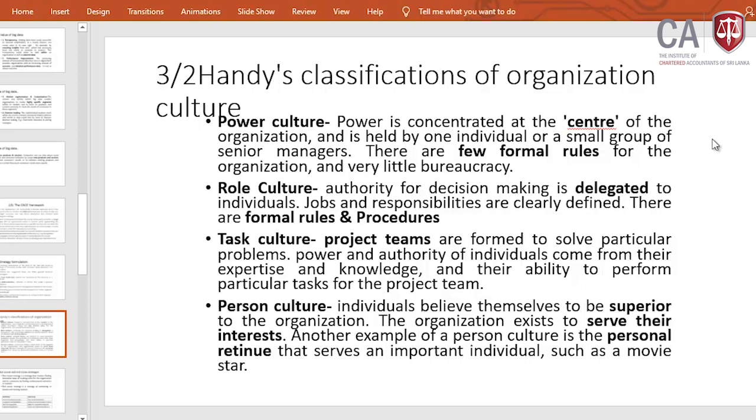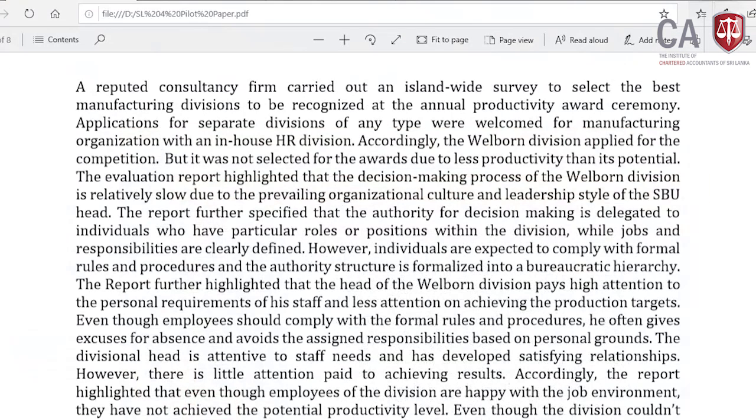Look at the next point also. Jobs and responsibilities are clearly defined. There are formal rules and procedures. If you go to the question information again, look at the information the examiner has given, right.